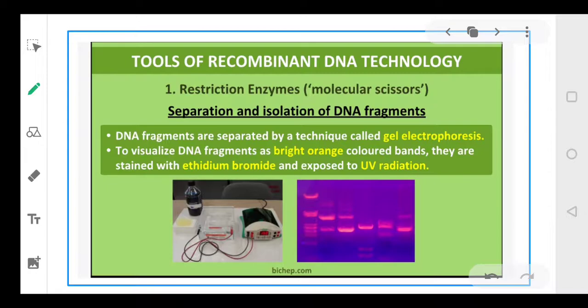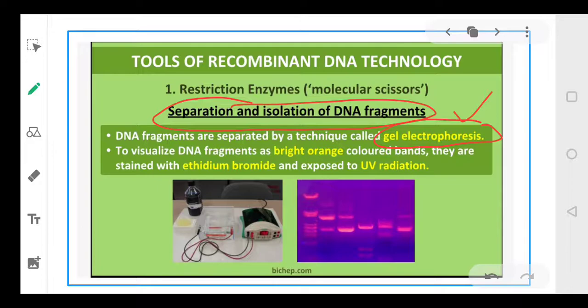So in continuation of that topic, let's come to the next part, that is separation and isolation of the DNA fragments. Now we know, just now we've discussed, the DNA will be cut into pieces by the restriction enzymes. Now these DNA fragments can be separated by a technique which is called gel electrophoresis. Have you heard this term, dear students? The fragments which are divided by the restriction enzymes will be subjected to gel electrophoresis.